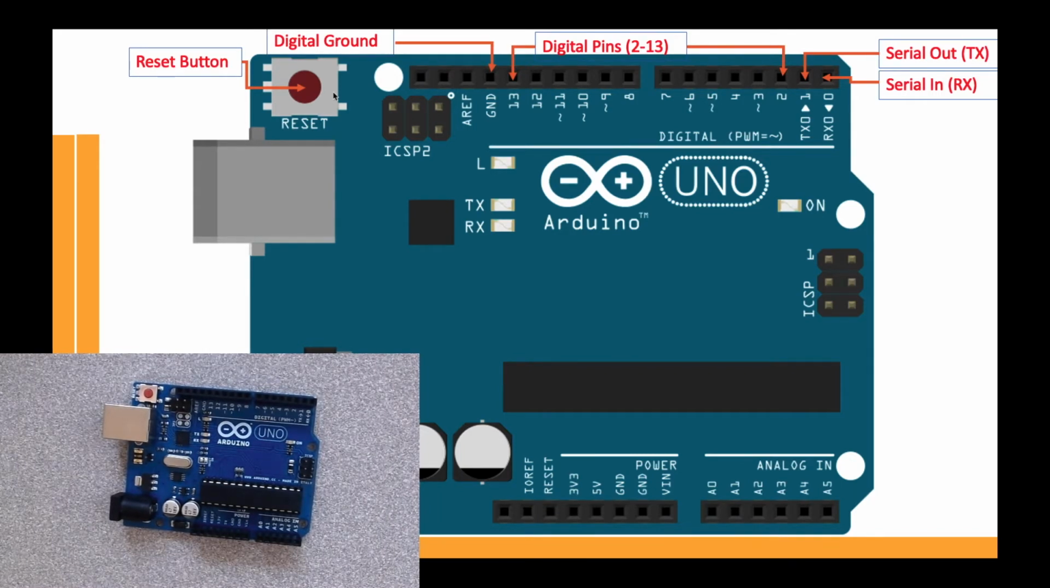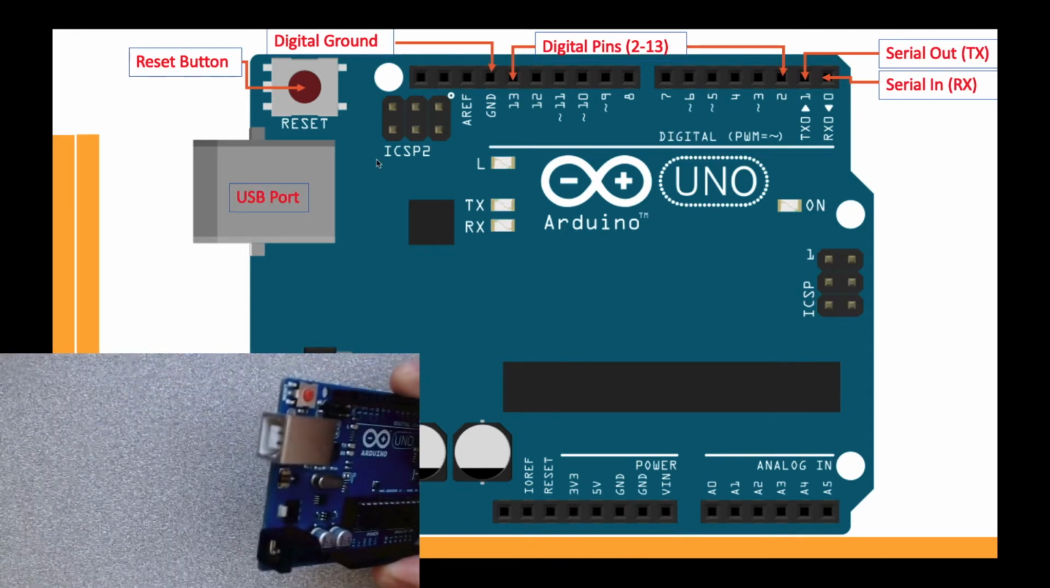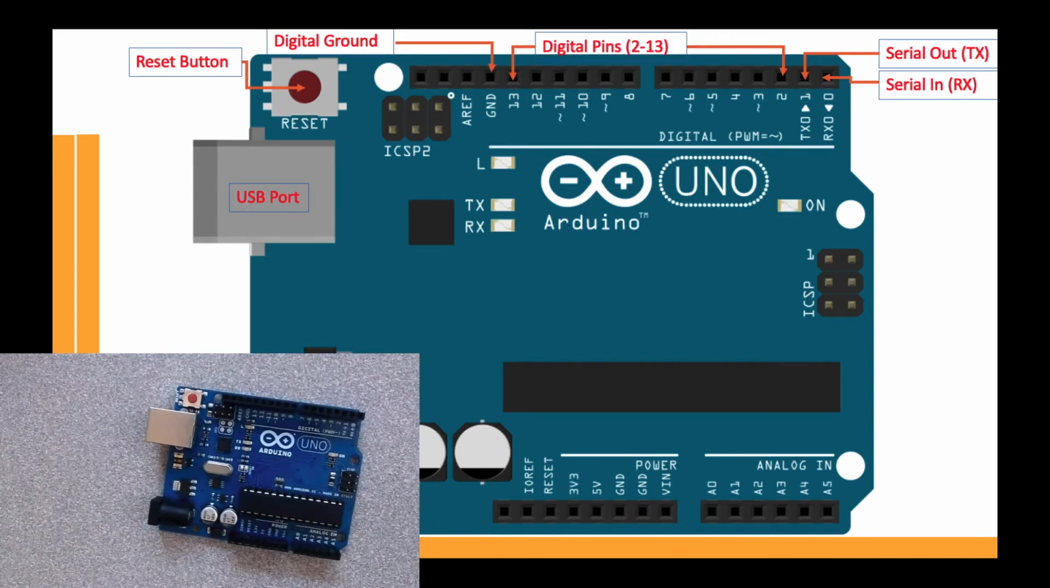So that's what the reset button is. Now you have a USB port. So this is the USB port here. A USB port in this board serves two functions.